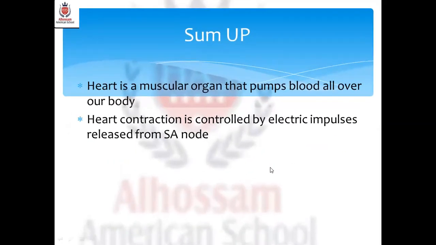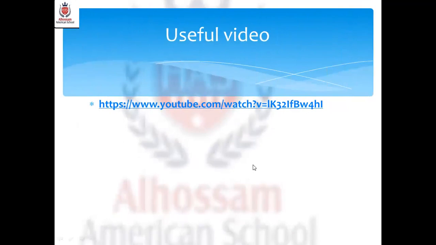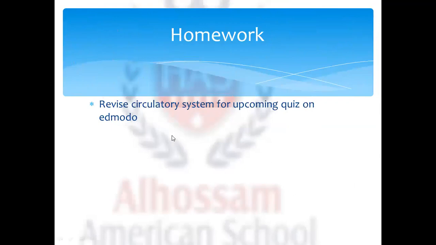So to sum up, what we talked about is that the heart is a muscular organ that pumps blood all over your body. It is controlled by electric impulses coming from the SA node, and we understood how the blood flows through the heart. Now we have a good link that will help you to understand how the SA node works. I hope that you can go and watch it. And finally, all I need you to know is to revise the circulatory system very well for any upcoming quiz that will be loaded on the module.